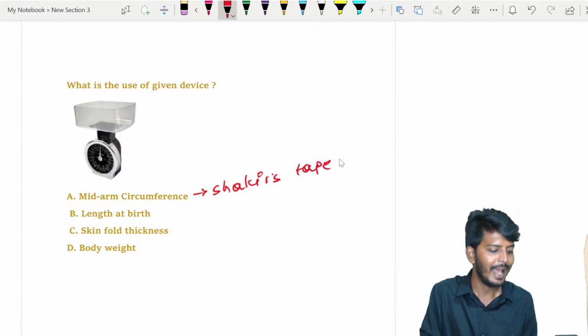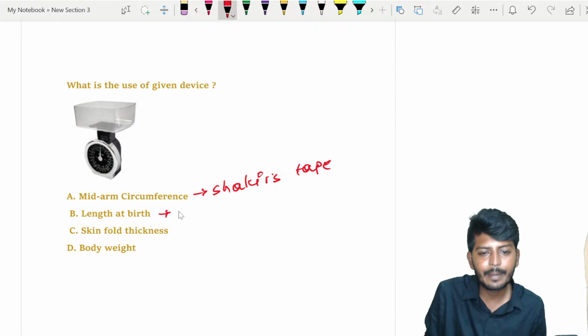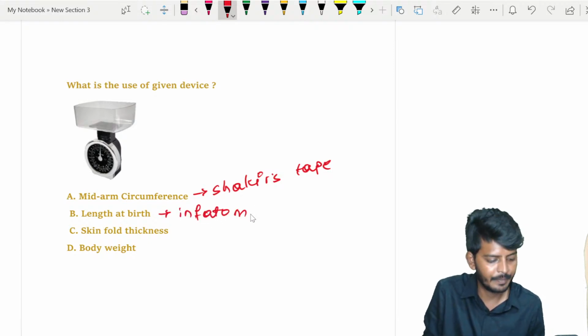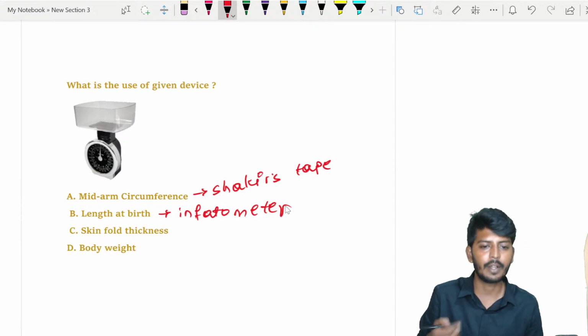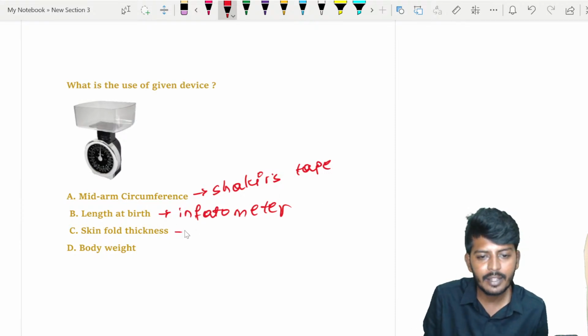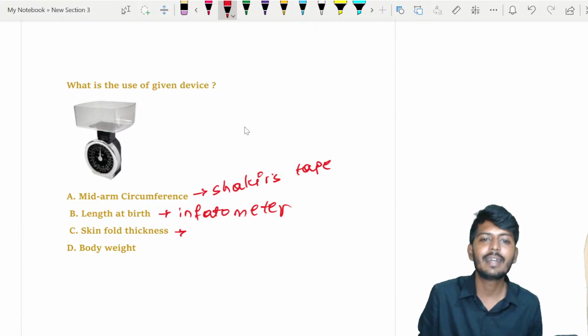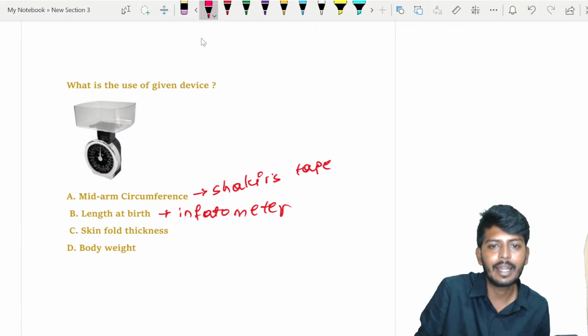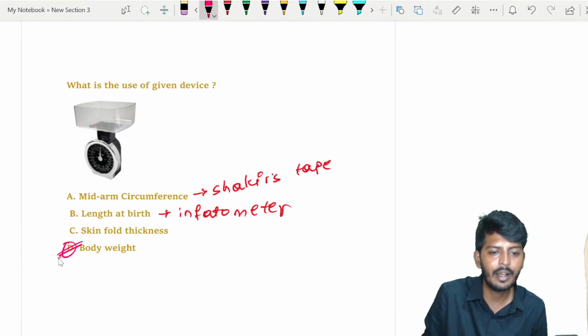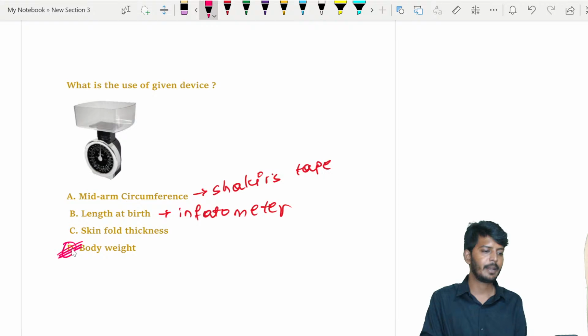Length at birth is measured by your favorite meter, the infantometer. Very good, Puneet and Twinkle, both of you are correct. Skin fold thickness, we already told you, is measured by Harpenden calipers, and body weight is the correct answer. It is used for the measurement of body weight.